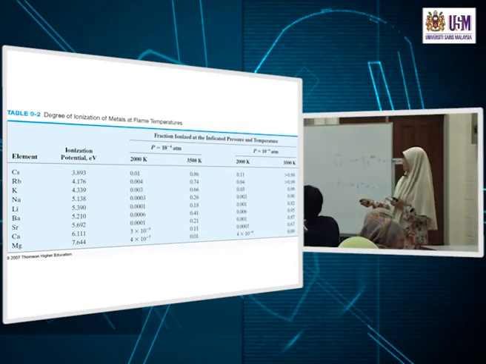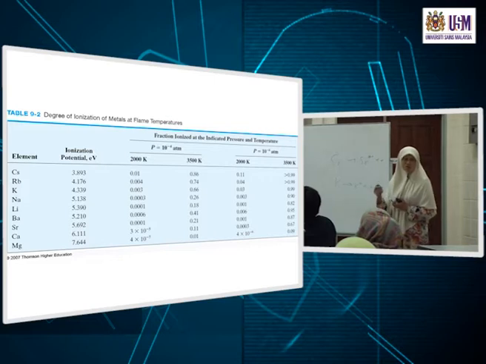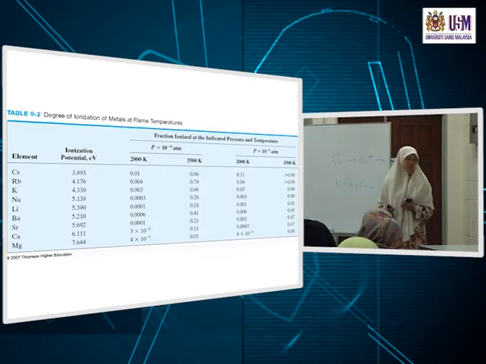So now, at the air acetylene lower temperature, what is this? Times by 100 becomes 0.01%. 0.01% of strontium is ionized. Let's compare that to the higher temperature. What's the percentage ionized now? 21. 0.01 to 21. That's a big difference, okay? So that's why you need an ionization suppressor when you are doing strontium, because strontium needs nitrous oxide acetylene.